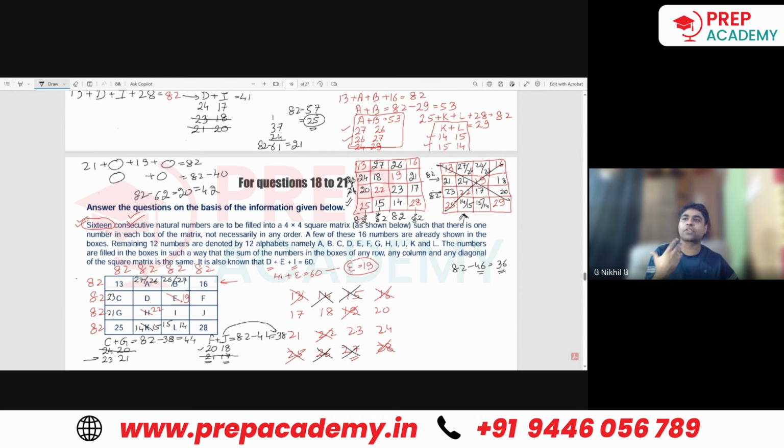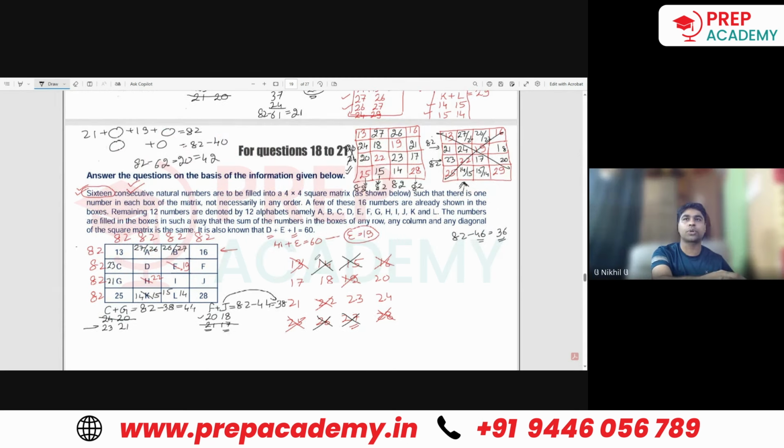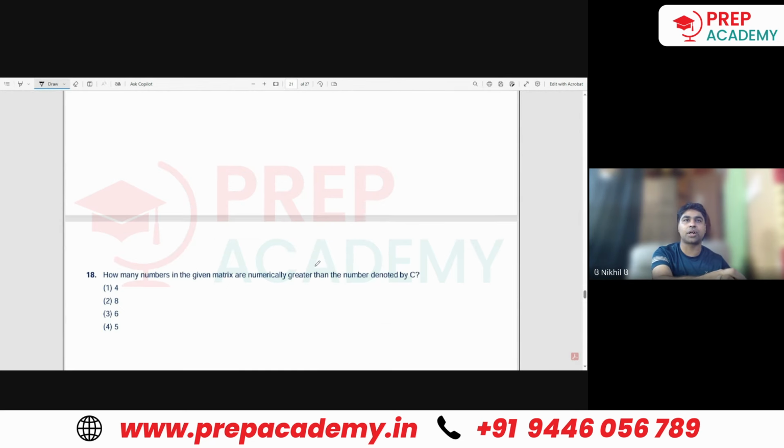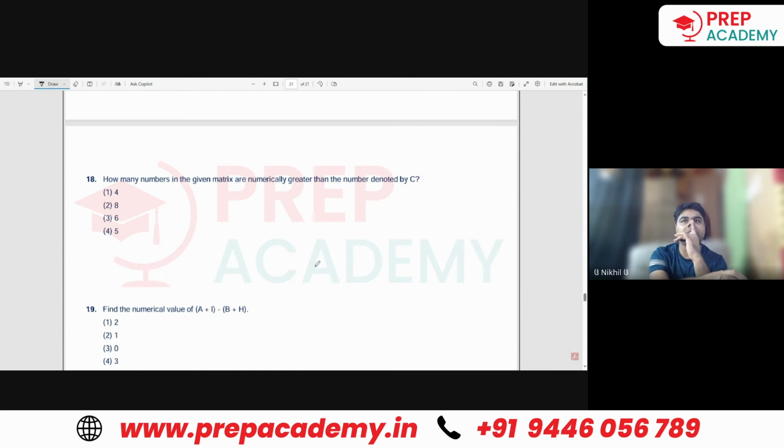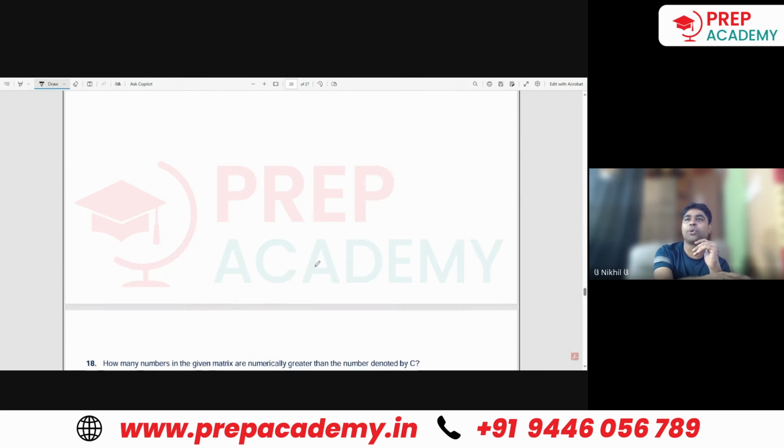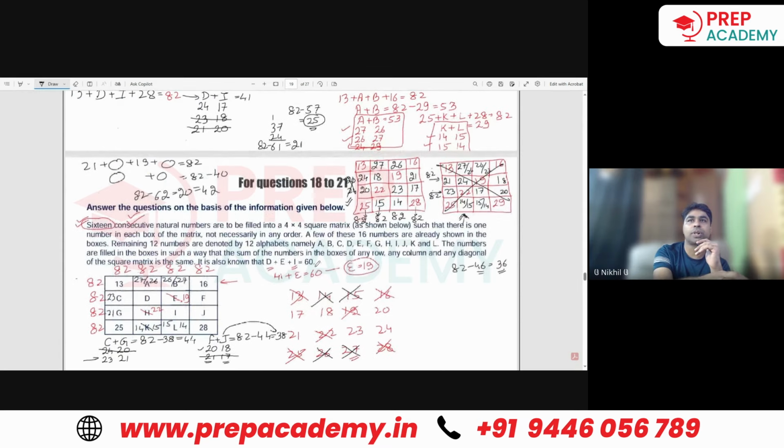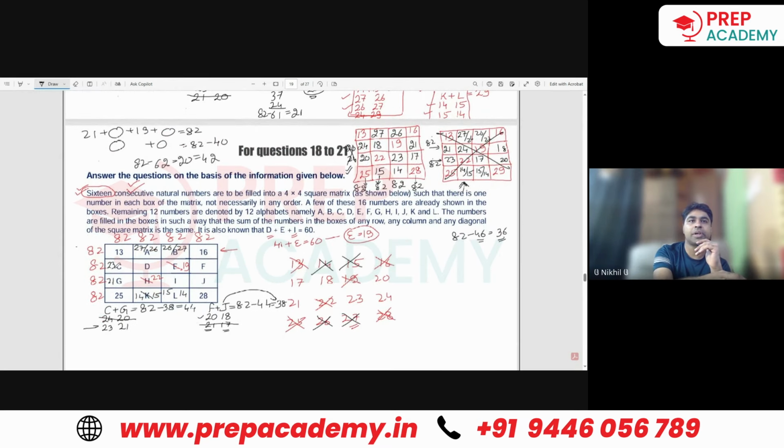So this is a time consuming question, yes, but when you get practice of solving such a question, it would be much easier for you. It is kind of a Sudoku kind of a puzzle, right? So the questions following it could have been solved now. How many numbers in the given matrix are numerically greater than the number denoted by C? So what is C here? C is 24. In the final solution, C is 24. So more than 24, how many numbers are there?